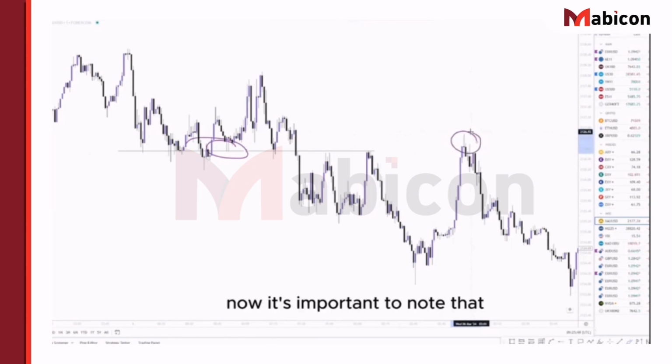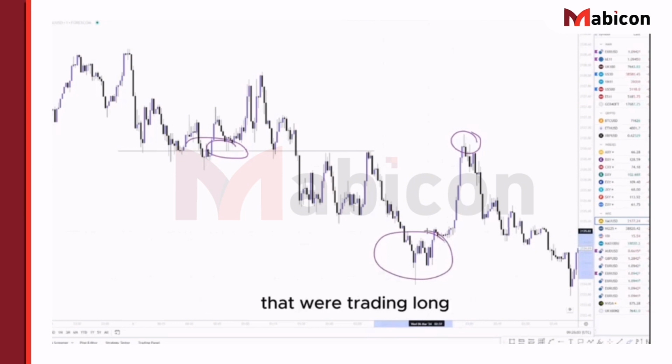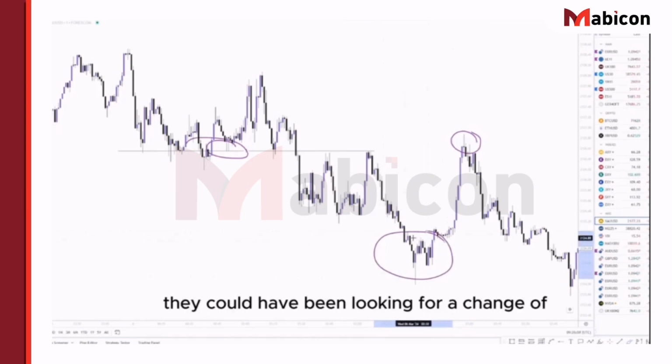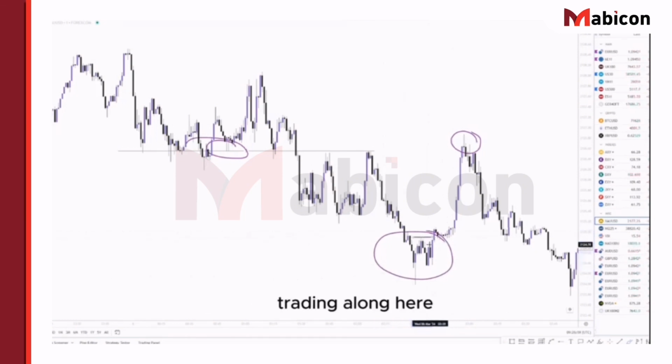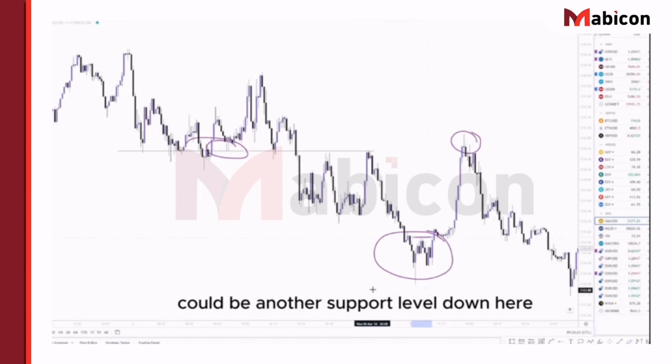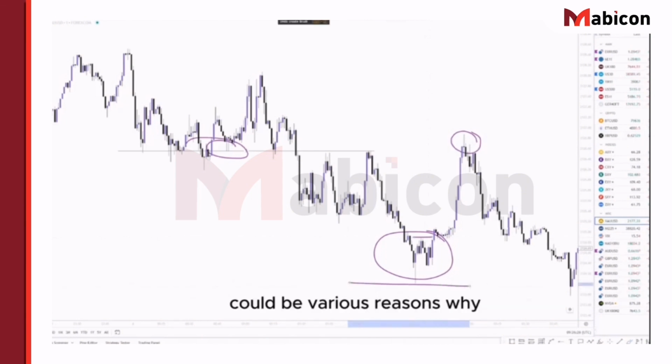Now, it's important to note that stop losses are not the only form of liquidity, and it's a common misconception that liquidity is only people's stop losses, when that's not the actual case. For whatever reason, we may have some traders around here that were trading long. They could have been looking for a change of character in the market, trading along here. They could have been looking for longs for all sorts of reasons. Could be an EMA reason, could be another support level down here, could be various reasons why.